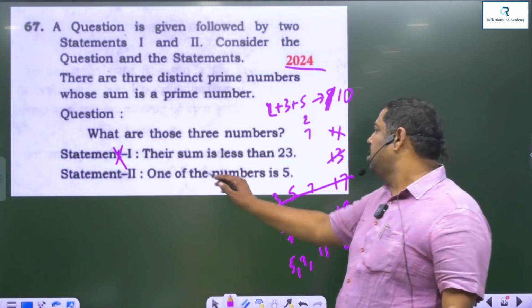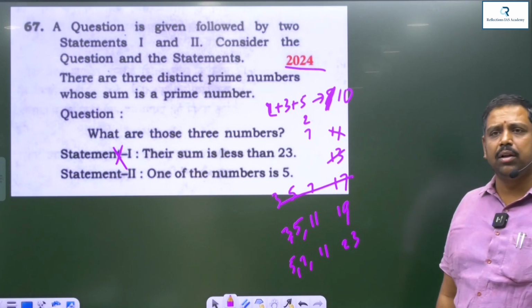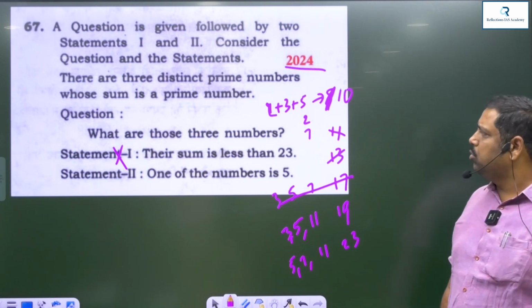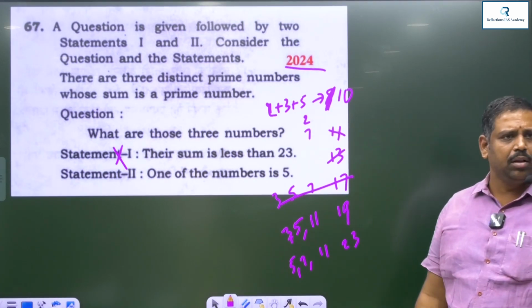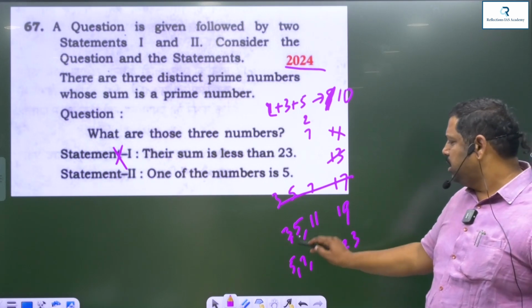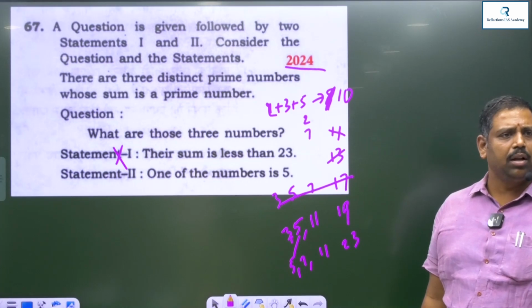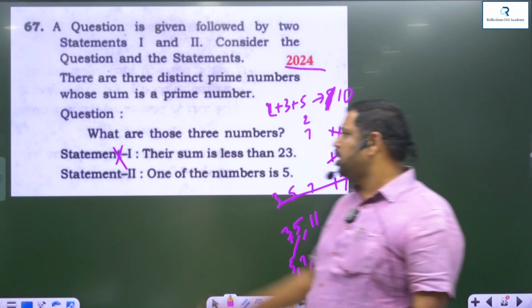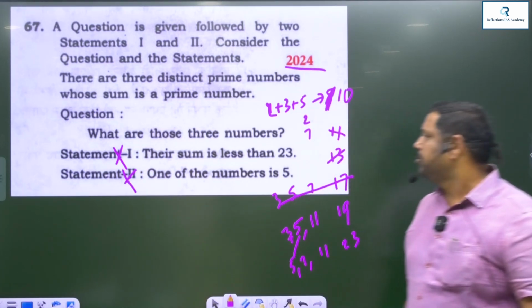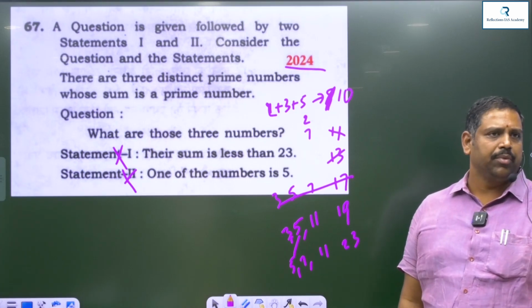Invalid. One of the numbers is 5. Okay. So you want those 3 prime numbers, right? If you give that one number is 5, who will say the other numbers? Yes or no? Means the second one alone, are you able to answer or unable to answer? Unable to answer. Okay, good.